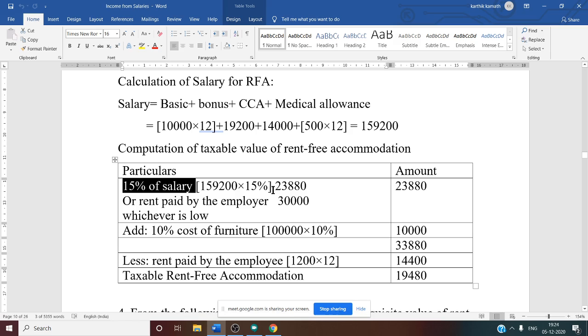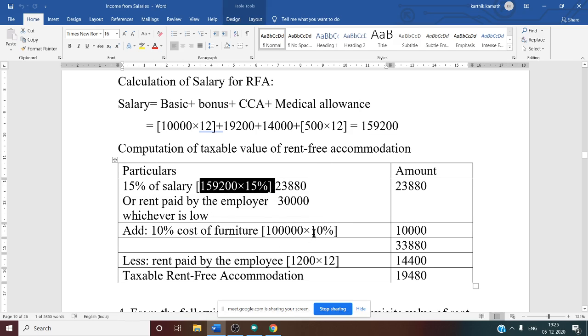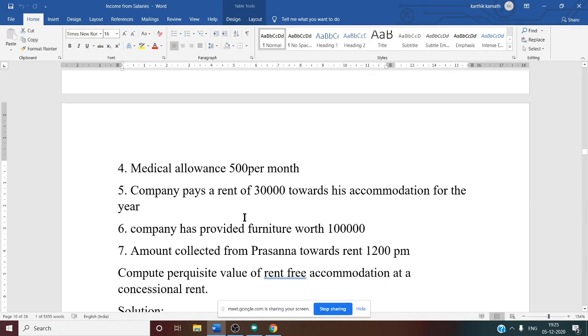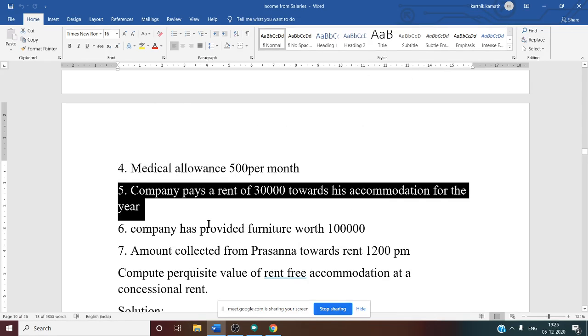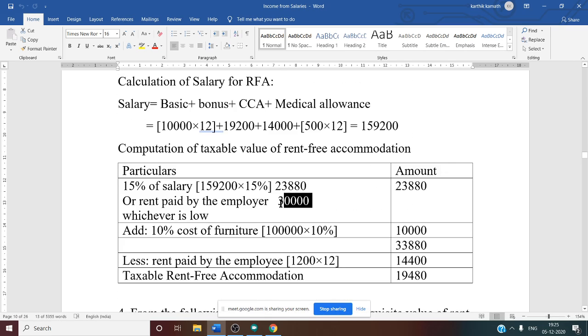15% of the salary we have to calculate. The salary amount we got is 1,59,200. So 1,59,200 into 15%, you will get 15% of the salary amount as 23,880. Then rent paid by the employer: if you see the fifth point in the question, you will come to know that it is 30,000. So that 30,000 you have to consider as it is. 30,000 is the rent paid.